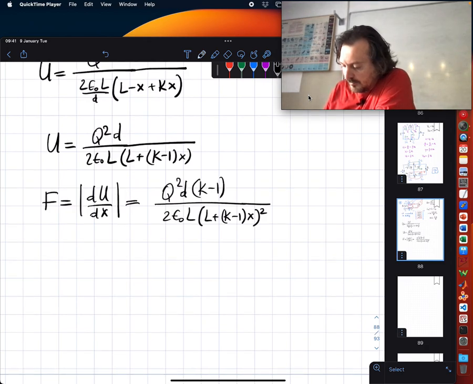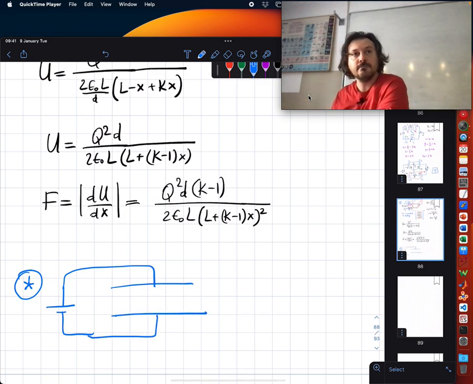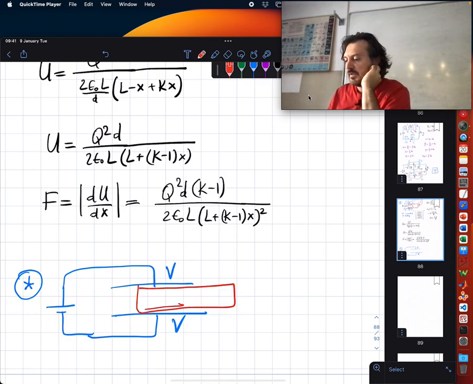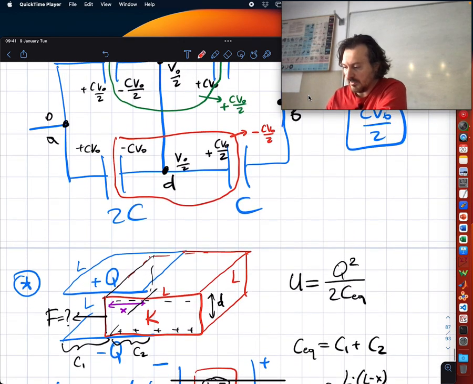let's look at the case when it's connected to the battery. Then potential is the same always, and you have this thing going in. Let's say this is a distance x. So you should look at the energy with 1/2 CV squared. You see, before I used 1/2 Q squared over C because Q was constant, right?